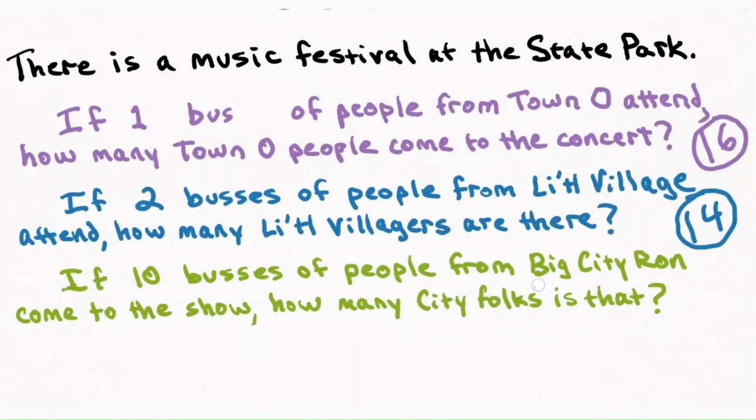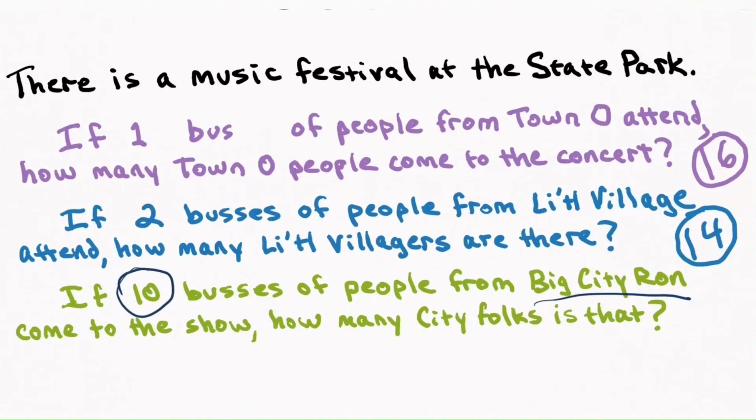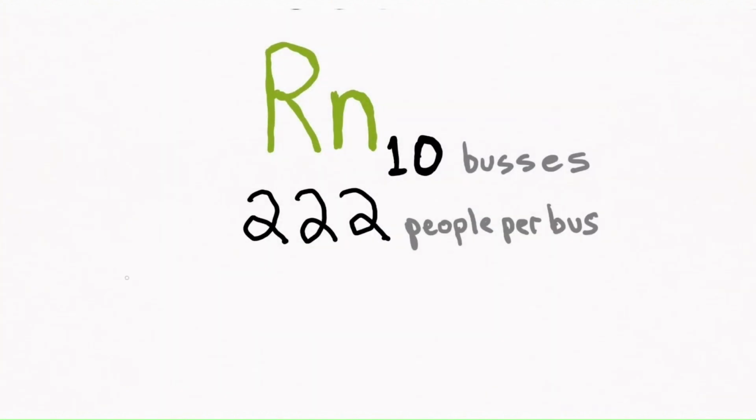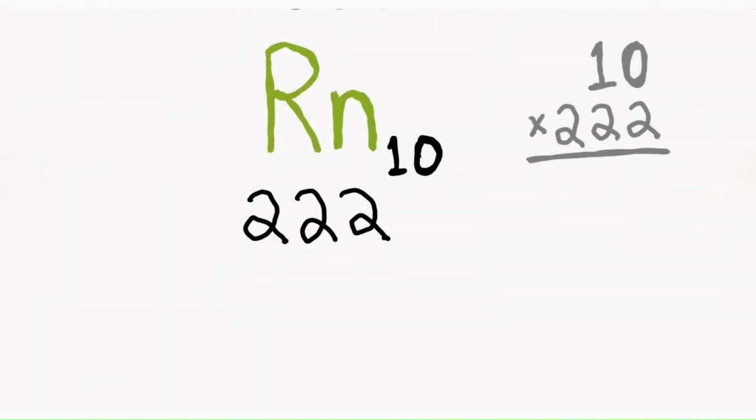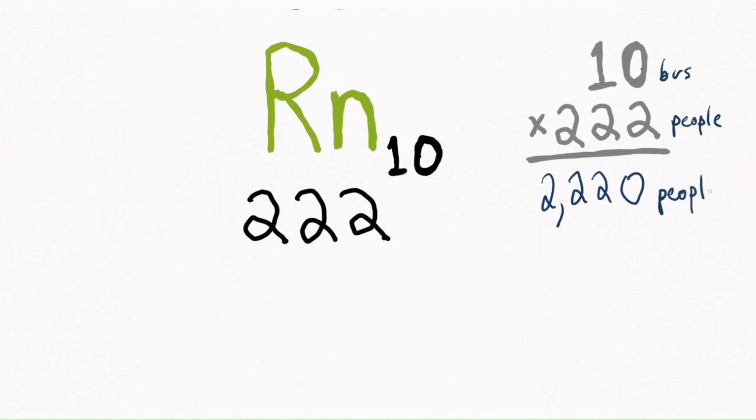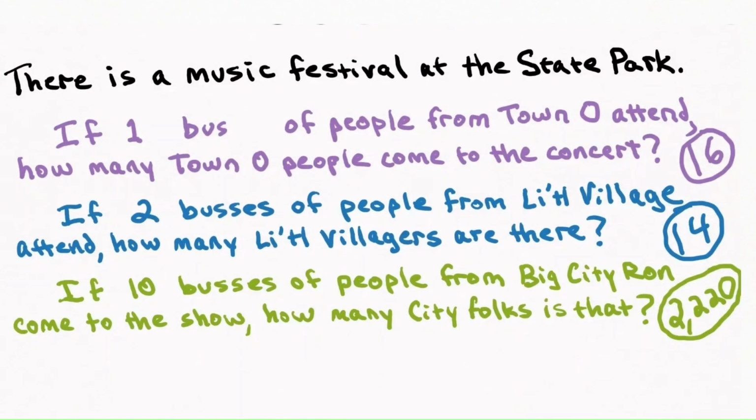If 10 buses of people from Big City Run come to the show, 10 buses, how many city folks are going to be at the show? Now, 10 buses, and remember I said they're big, huge buses, remember? There's those big, huge ones with the accordion in the middle to make sure you can fit enough people, and there's 2 sets of wheels up there and then another one back here. And there's 222 people on each bus, and there's 10 buses. So how would you calculate that? Well, you just take the 10 buses, 222 people, and multiply that together, and you get 2,220 people for 10 buses, right? So we got 2,220 people.